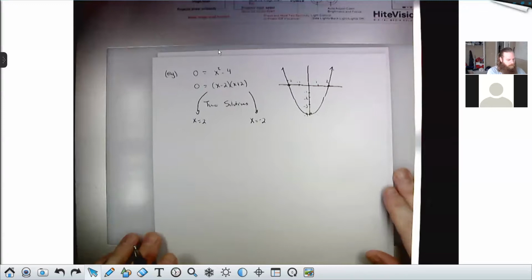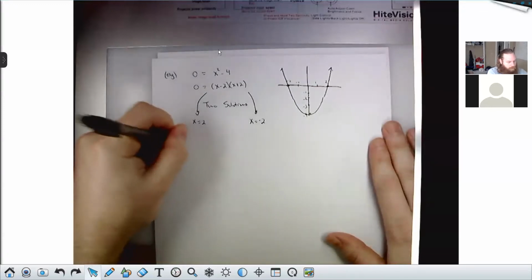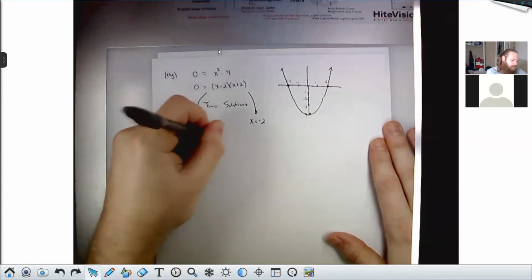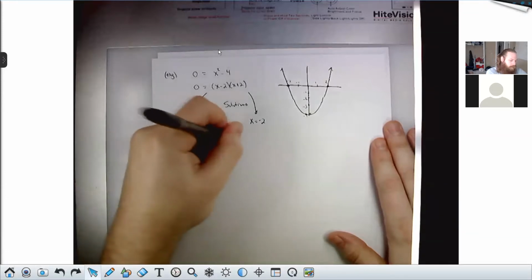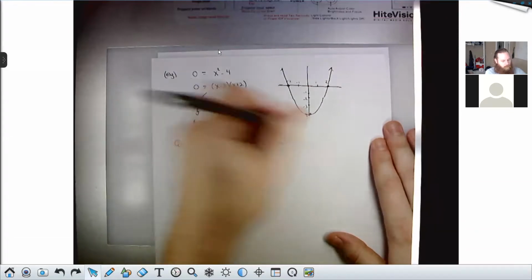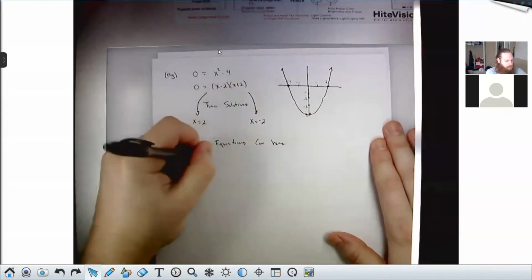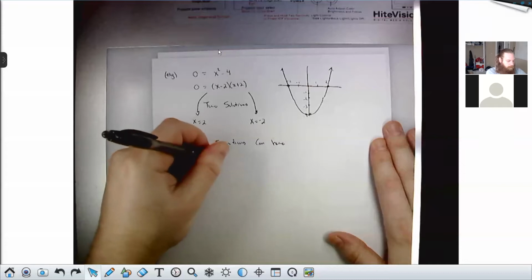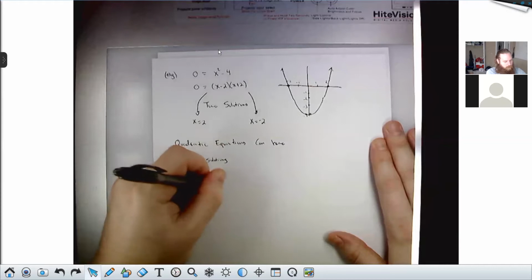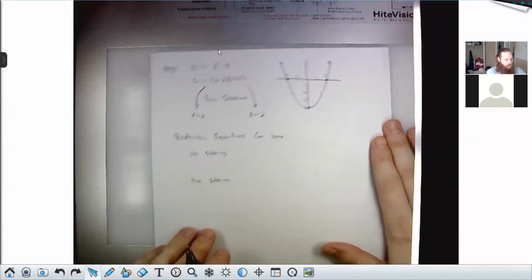So, quadratic equations can have no solutions, one solution, or two solutions.